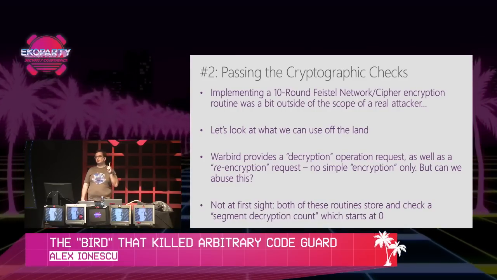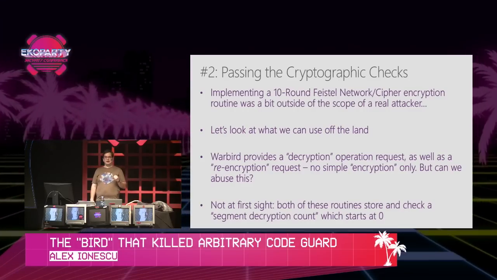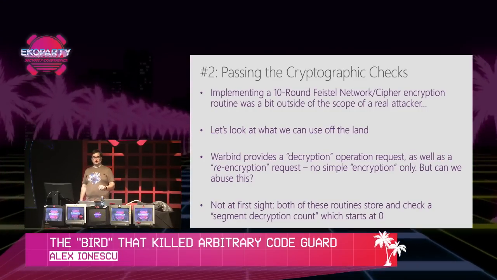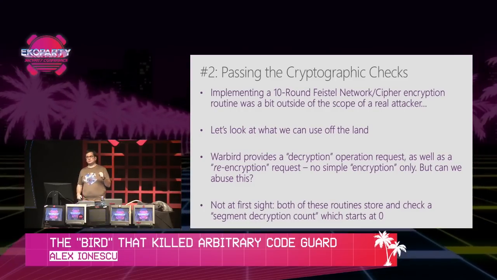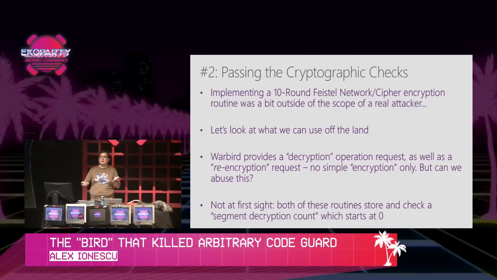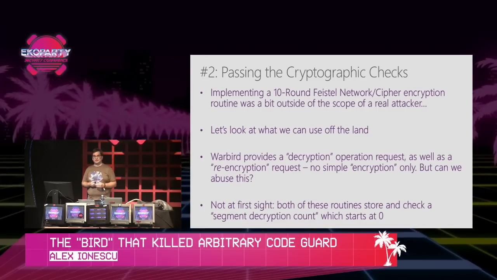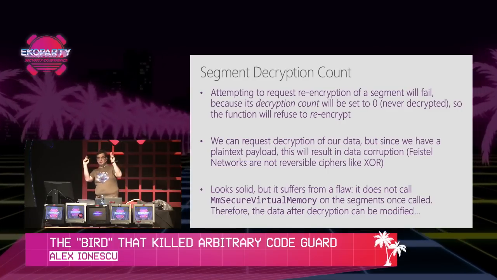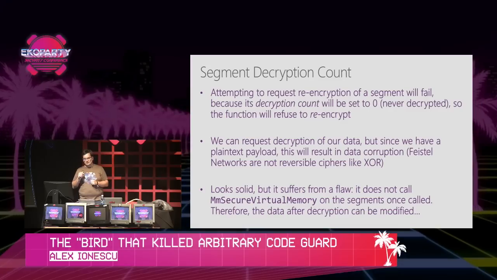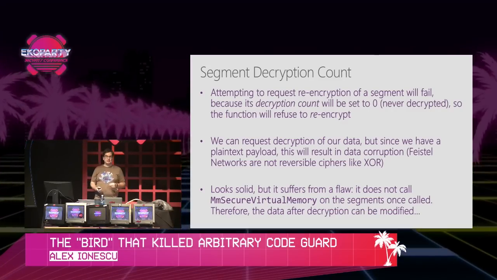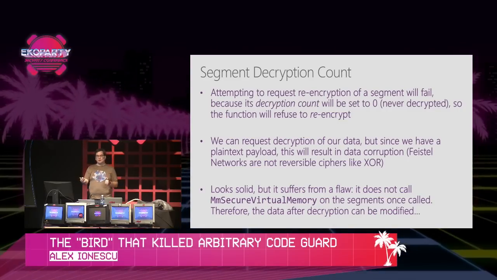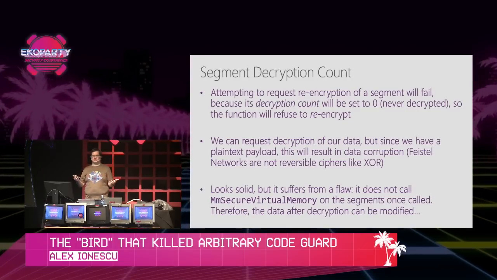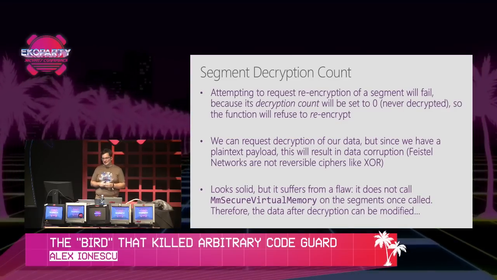But Warbird's not stupid. It's re-encrypt, so it actually has a decryption count. And when you first create a block, the decryption count is 0, because it says you're supposed to send me encrypted memory. So the decryption count is 0, and if you call re-encrypt, it says, well, you never decrypted anything, so there's nothing for me to re-encrypt. I can call decrypt, and now the decryption count is 1, and then I can re-encrypt. The problem is if you're thinking, oh, can I just put the plain text payload, call decrypt, and then call re-encrypt? You can't, because Feistel networks are not reversible ciphers. They're not like XOR, right? You can XOR a decrypted string and get the encrypted one, or you can XOR an encrypted string and get the decrypted one. But you can't Feistel decrypt something that's already decrypted. You'll basically get garbage data, and then when I re-encrypt it, I'll get extra garbage data. So that idea did not work.